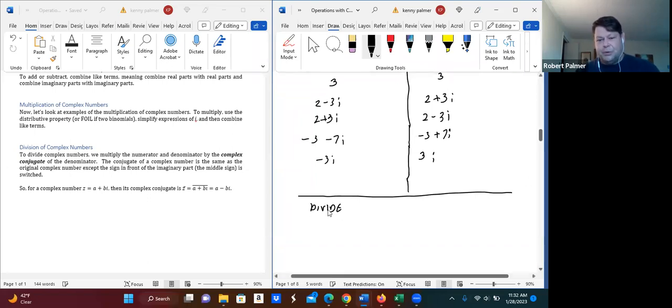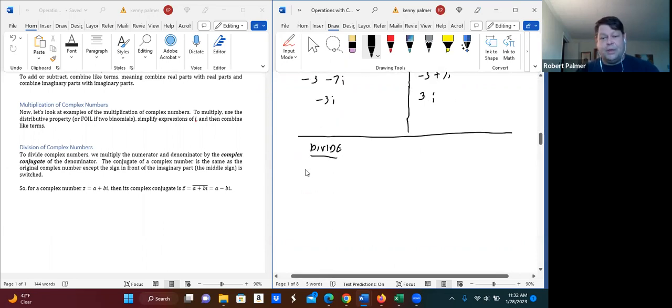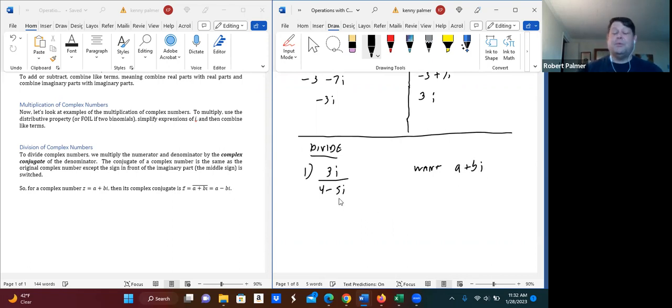Divide. So our directions here will be to divide. And our first one will be 3i divided by 4 minus 5i. Okay. Now, what we want to get out of this is to write this as just a complex number, a plus bi. And as we'll see, when we go through this process, that will happen.